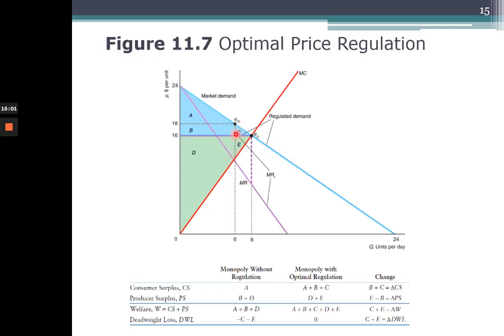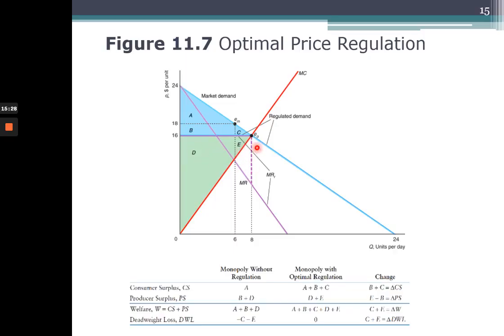Areas B and D would have been producer surplus, the area below the price charged of 18 up until the output produced, and above your marginal cost curve. The difference between the price the producer gets and the marginal cost up to the output produced gives you areas B and D, that's producer surplus. That's without regulation, normal monopoly. C and E, as we know from before, are the areas of dead weight loss.